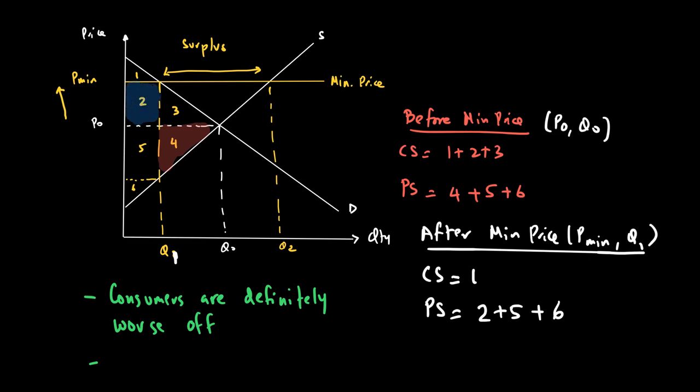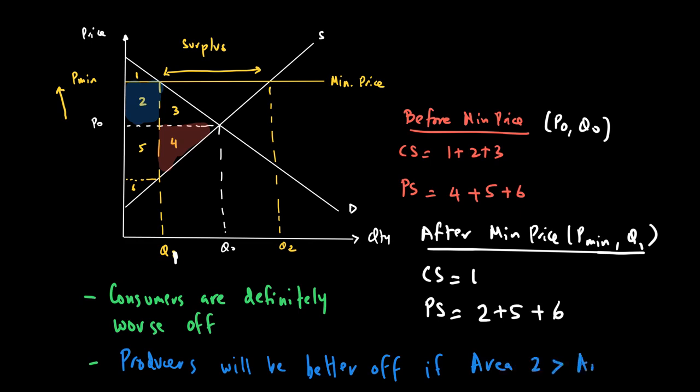One could say this, that producers, are they better off or not? And the answer is that producers will be better off if area 2 is greater than area 4. If area 2 is greater than area 4, one could argue that what producers gain in terms of higher prices, they will be sort of better off than what they lose in terms of quantity.